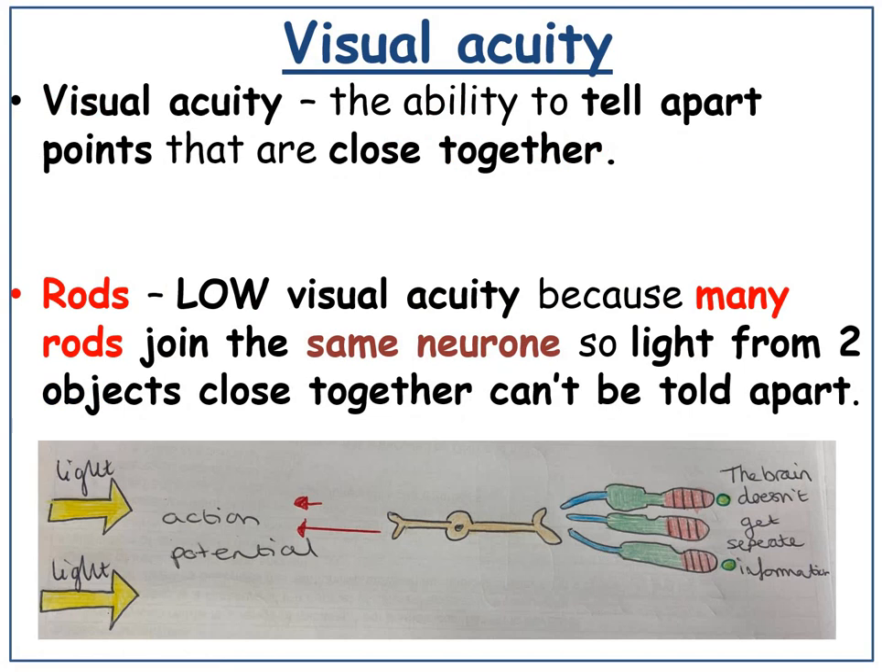Visual acuity. So visual acuity is the ability to tell apart two points that are close together. Rods have quite low visual acuity. So when you're in the dark, you can only really see the outlines of objects. It's not clear detail. So rods have low visual acuity because many rods join to the same bipolar neuron. So light from two objects that are close together can't be told apart. The brain doesn't get separate information because it all gets amalgamated.